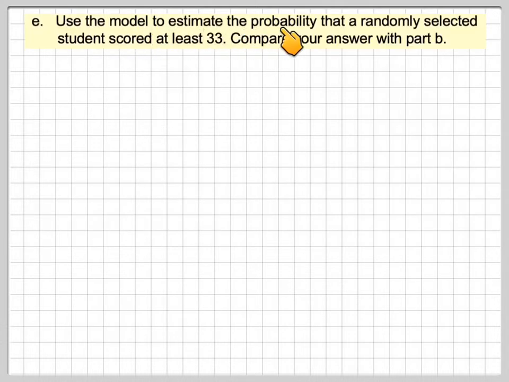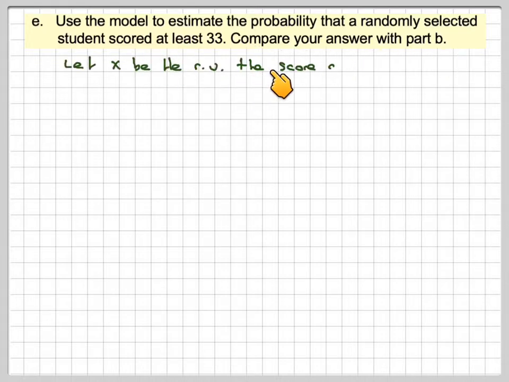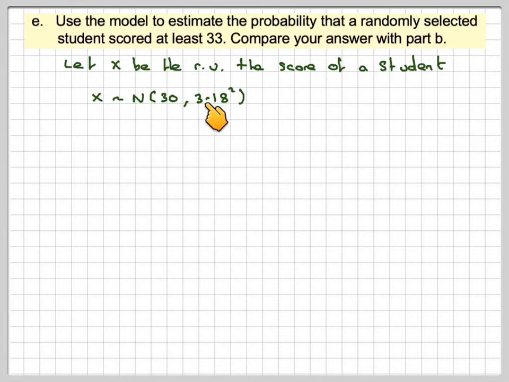Use the model to estimate the probability that a randomly selected student scores at least 33. Compare your answers with part B. So let X be the random variable, the score of a student. X is normally distributed with mean 30 and variance 3.18 squared. We want the probability that X is greater than 33.